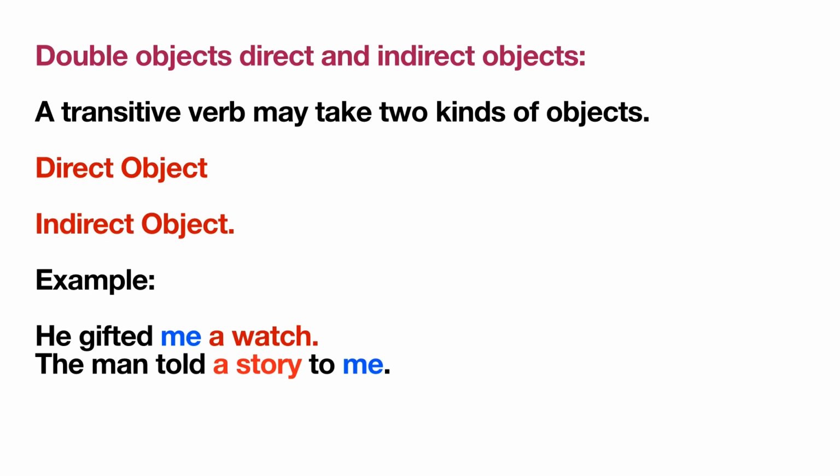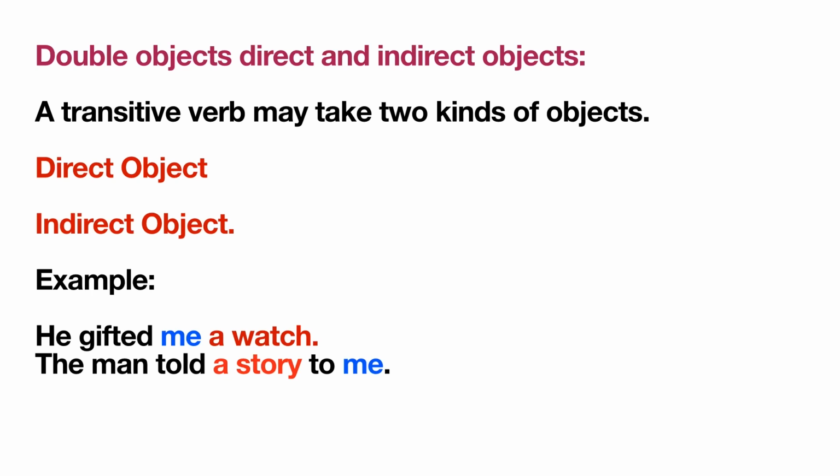The first object after the verb is called indirect object, which indicates the person to whom something is given or for whom something is done. The next object indicates something that is given or told or sold, etc. See the examples. He gifted me a watch. Here in this sentence, me is indirect object. This is the person to whom a watch, that is direct object, is given.